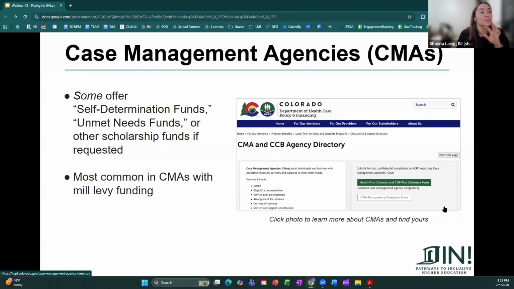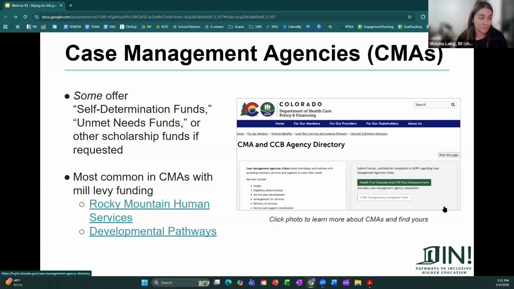And there are specific CMAs that we know of that utilize mill levy funding, and those have been the most responsive case management agencies to inclusive higher education requests. And so those are Rocky Mountain Human Services, which is in Denver, and then Developmental Pathways, which serves Arapahoe and Douglas counties. But again, even if that's not your case management agency, we encourage you to just ask your counselor, your case management coordinator, to say, hey, do you know of any pockets of funding that are for self-determination or unmet needs? Because we've really seen that benefit lots of students that pursue it.